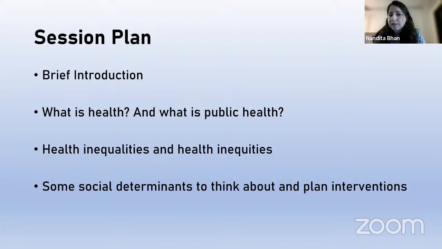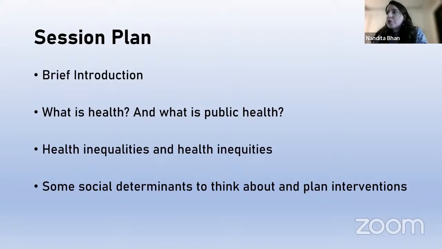When you look at fundamentally the definition of what is health and what is public health, you realize that you're really talking about not just looking at health systems or the medical perspective, but you're looking at fundamental determinants at the social level that affect our population. So we're going to briefly touch upon what is health, what is public health.